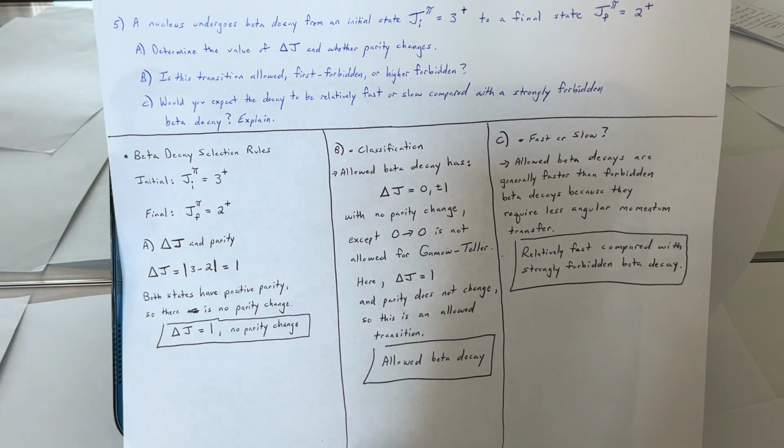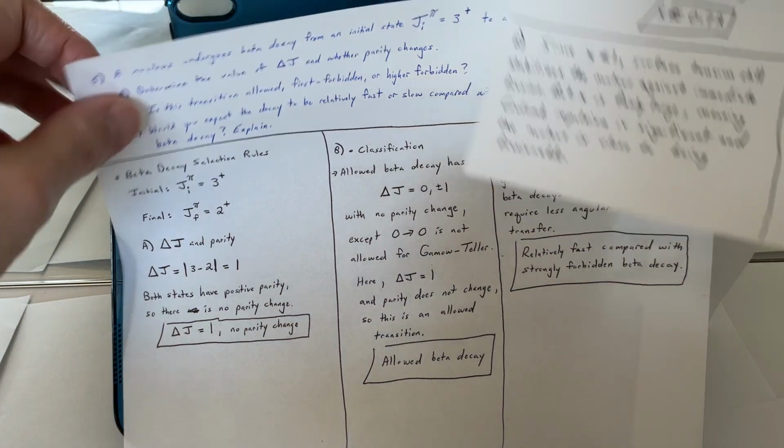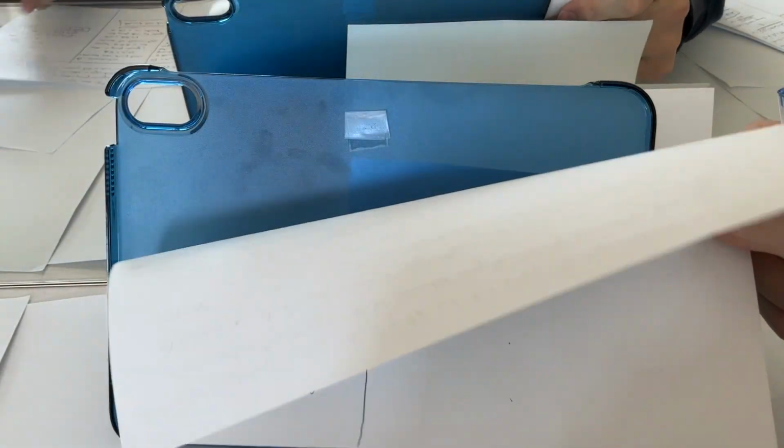Part C, would you expect the decay to be relatively fast or slow compared with a strongly forbidden beta decay? Explain. So fast or slow? So allowed beta decays are generally faster than forbidden beta decays because they require less angular momentum transfer. So relatively fast compared with strongly forbidden beta decay. Okay, so that is number 5. Let's move along to number 6.